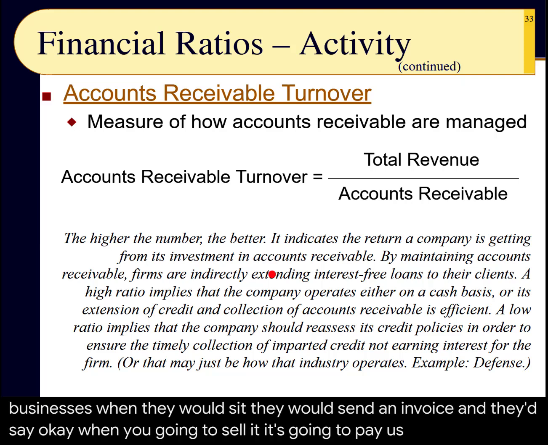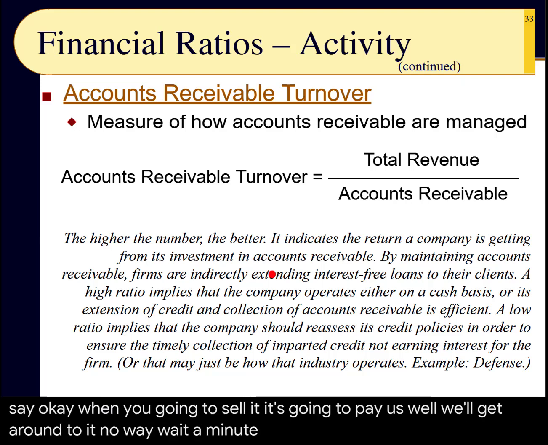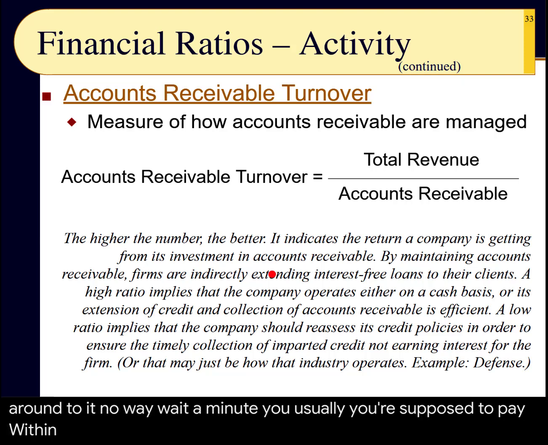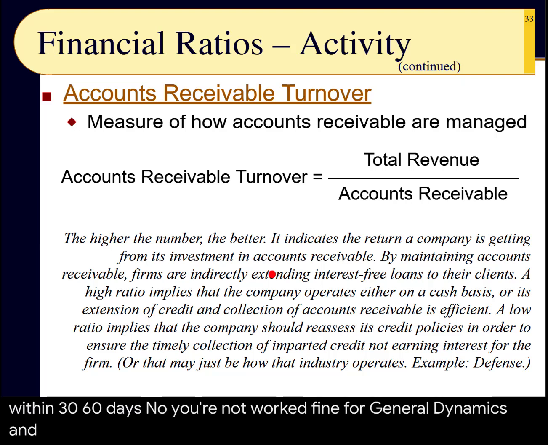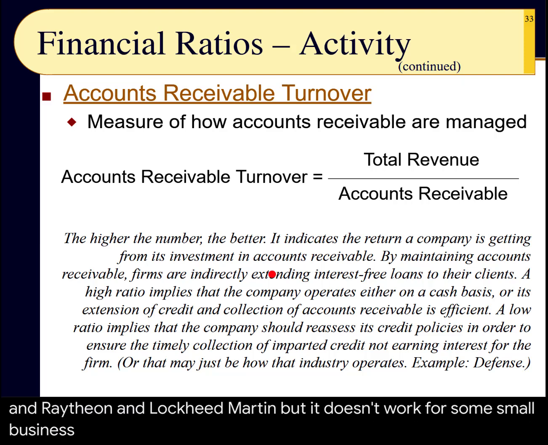Pay us. Well, we'll get around to it. No, wait a minute. Usually you're supposed to pay within 30, 60 days. No, don't worry. We'll get you in. It takes about a year or so. Why? No! And that worked fine for General Dynamics and Raytheon and Lockheed Martin, but it doesn't work for some small business doing whatever.